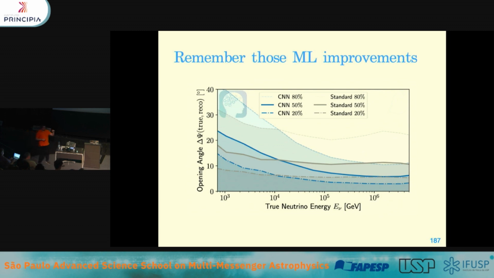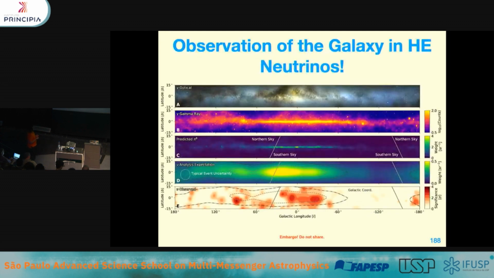And that resolution is such that it starts to be comparable with the size of the galactic plane that we see. And so the idea is that Naoko Kurahashi, who is a professor at Drexel University, had the idea of, well, what if we use this new machine learning algorithm and look for cascades and see if we can see the galactic plane in the southern hemisphere? And so people thought that didn't work because cascades don't point well, it's going to be terrible and whatnot. But it actually worked. This is embargoed, so please don't share this.